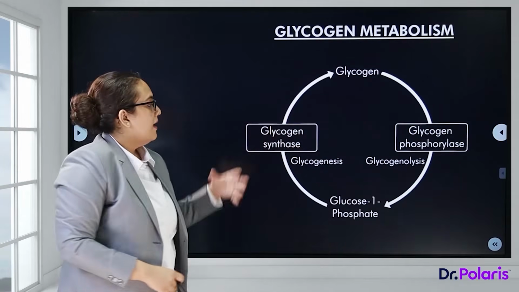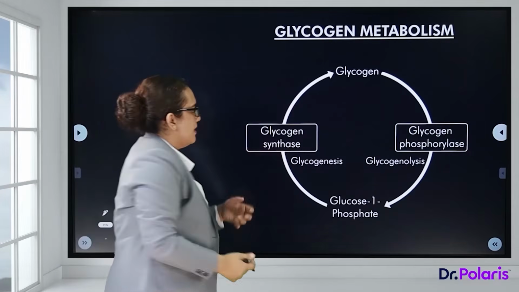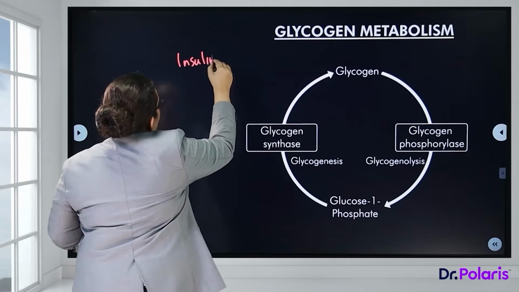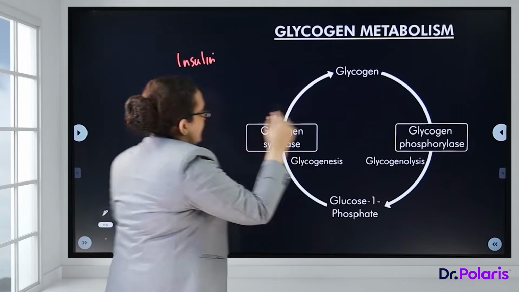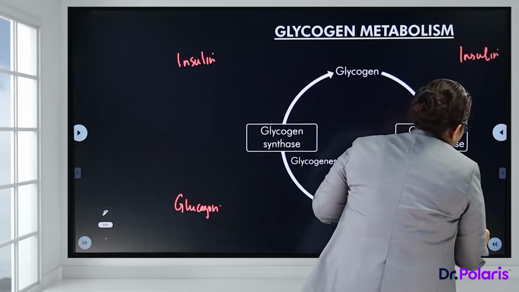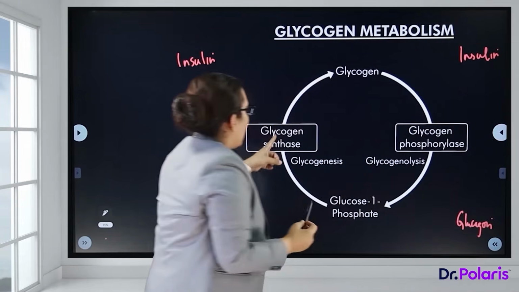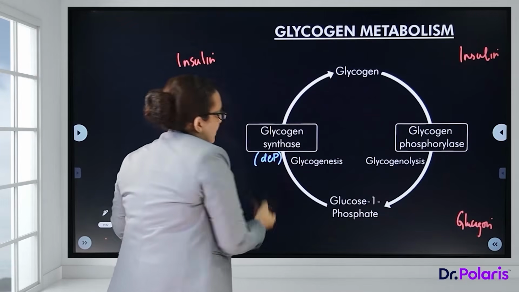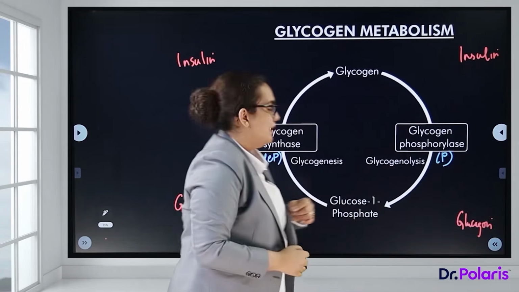I've just put both the enzymes here, and from this you can come to know about the reciprocal regulation of both the enzymes. So you have glycogen synthase. I'll just put both the hormones here. You have insulin here and you have glucagon here. Likewise, I'll just write insulin and glucagon there. And we know that the active form of glycogen synthase is the dephosphorylated form, and the active form of glycogen phosphorylase is the phosphorylated form. So I've put P. Okay.